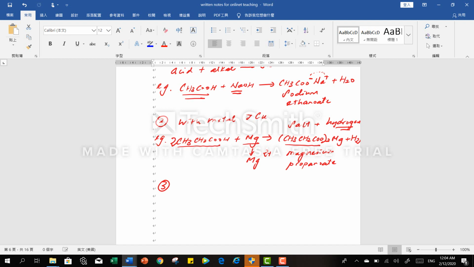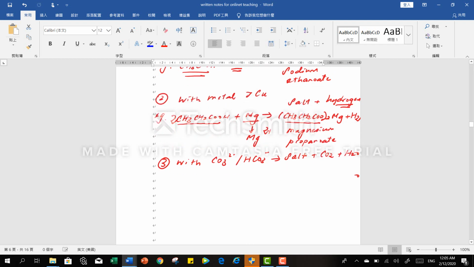The third one, do you remember what it is? Is we add with carbonate ion or hydrogen carbonate ion, right? If you remember, they will form, of course, the salt. The salt is the common product together with carbon dioxide and water. Okay, now let me give you an example respectively.